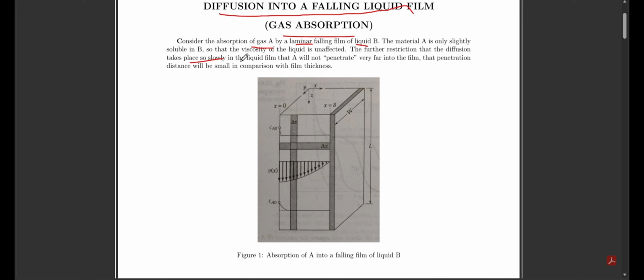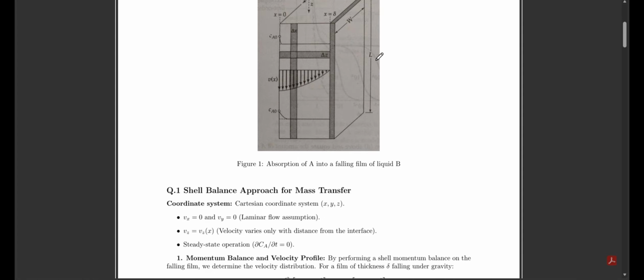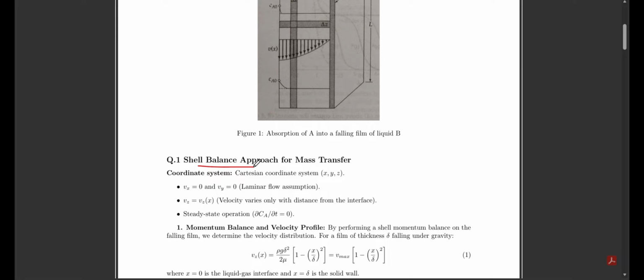The diffusion is very slow in the liquid film, so A will not penetrate very far into the film. This means that the gas will not go deep into the liquid and most of the mass transfer happens near the surface. So we are considering the shell balance approach for our derivation, and we are assuming a Cartesian coordinate system, which is XYZ.